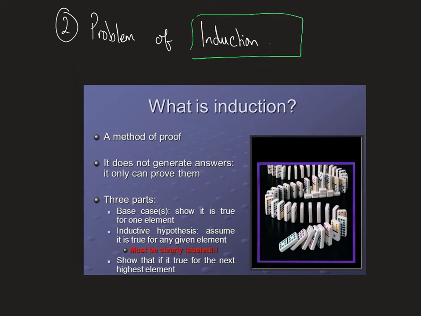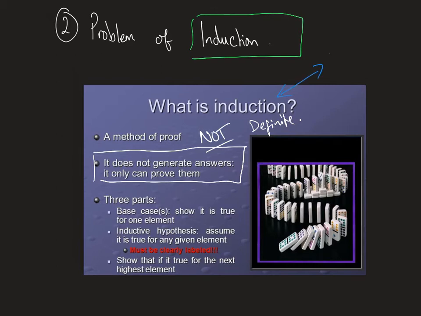So what is induction? Induction is a method of proof. It does not generate answers, it can only prove them, and that is so important. What that means is it's not definite. The opposite of induction, the things which do make things definite, is something called deduction. If you make a deductive argument, it means it's definitely true.